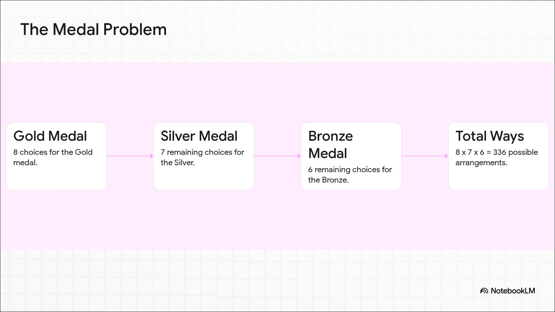Imagine you've got 8 people competing in a race. For the gold medal, there are 8 possible winners, right? Okay? Once someone gets gold, how many people are left for the silver medal? 7. And then for the bronze, 6. You just multiply those numbers together. 8 times 7 times 6, and you get 336. That's it. There are 336 different ways those medals can be handed out. Each one is a unique permutation.